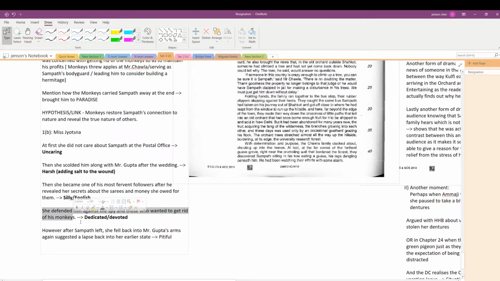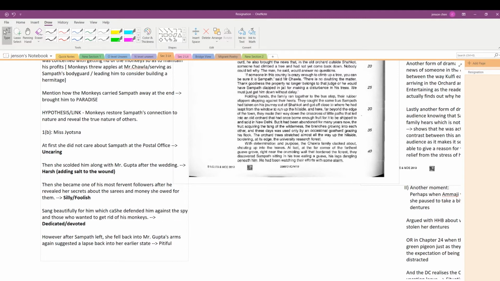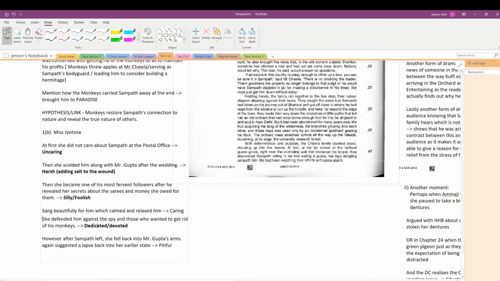Perhaps you can... Oh, I'm also thinking about the part where she sang very beautifully for him, much earlier on. I'm gonna put this in front. Sang beautifully for him, which calmed and relaxed him. Okay, but this is technically caring, I guess. So different point. This part, yeah, somewhere between like 17 to 20, when the spy was saying something like, "Get rid of the monkeys."